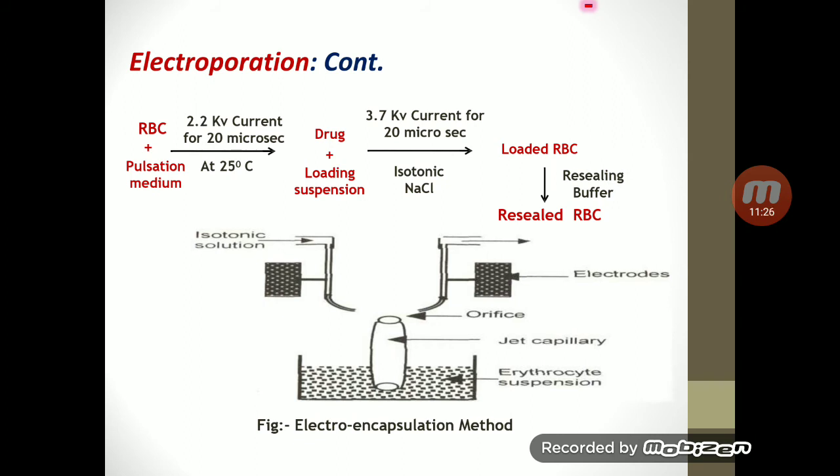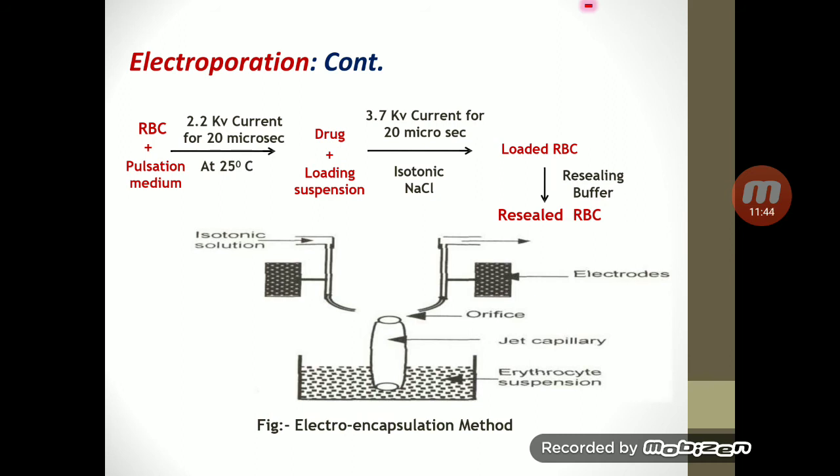So this is the figure of the RBC jet capillary, so that the RBCs will not get exposed to the external environment. It will be closed. Through that jet capillary only we can pass the electric current, and another is for passing the isotonic solution.